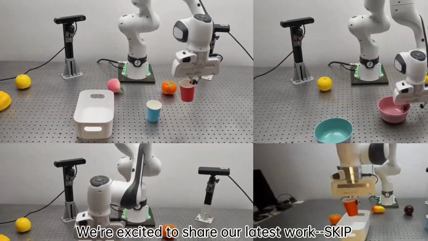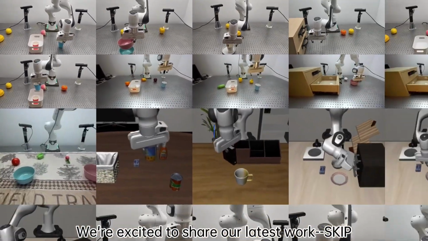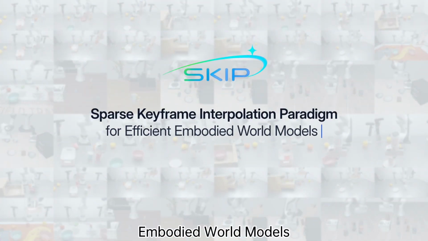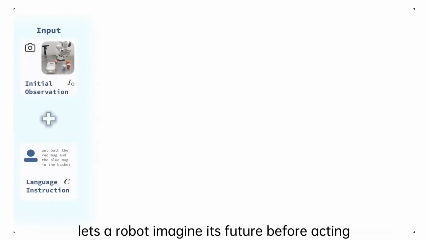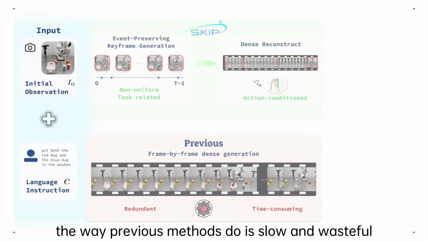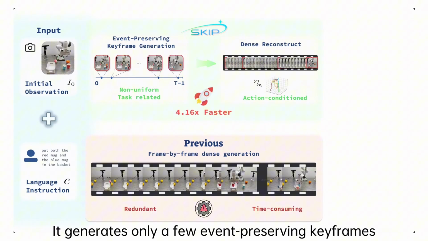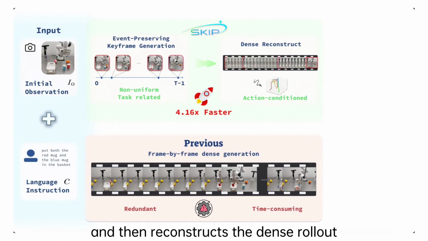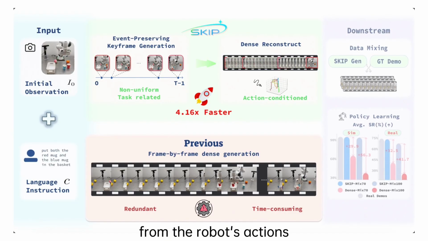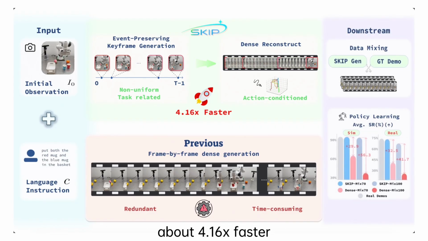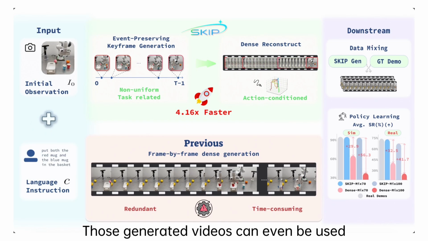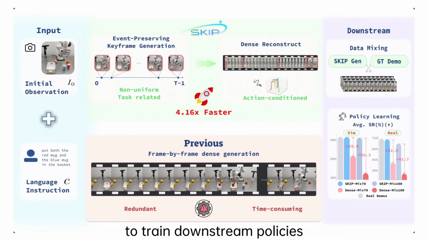Hello everyone! We're excited to share our latest work, SKIP, the Sparse Keyframe Interpolation Paradigm for efficient embodied world models. An embodied world model lets a robot imagine its future before acting, but generating every frame the way previous methods do is slow and wasteful. SKIP takes a different approach. It generates only a few event-preserving keyframes, and then reconstructs the dense rollout from the robot's actions, about 4.16 times faster. Those generated videos can even be used to train downstream policies.